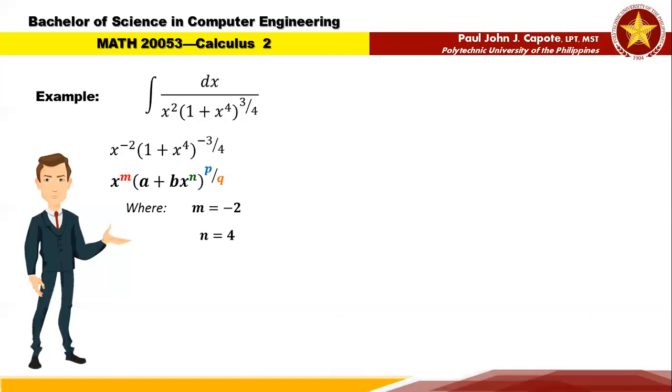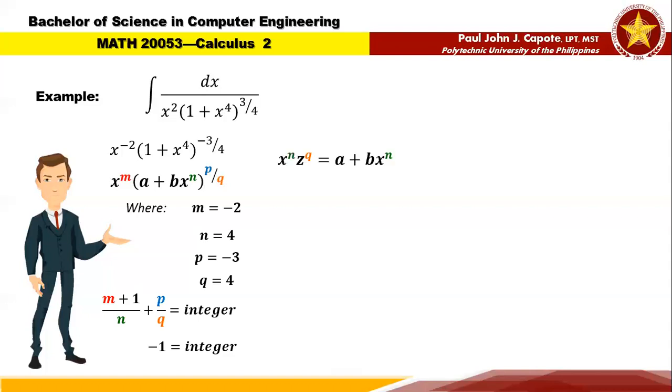n is equal to 4, p is equal to -3, and q is equal to 4. Let's check if this condition is satisfied. m plus 1 divided by n plus p over q will result to an integer. Aha! It results to -1, which is an integer. And so the conditions are met. So we can use the substitution under case number 4.